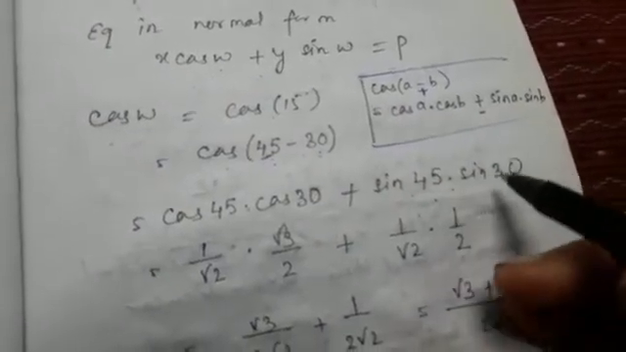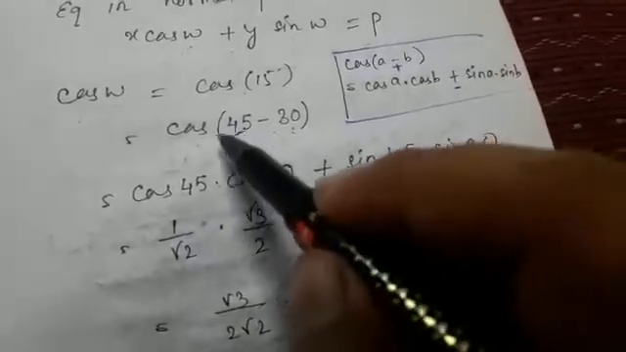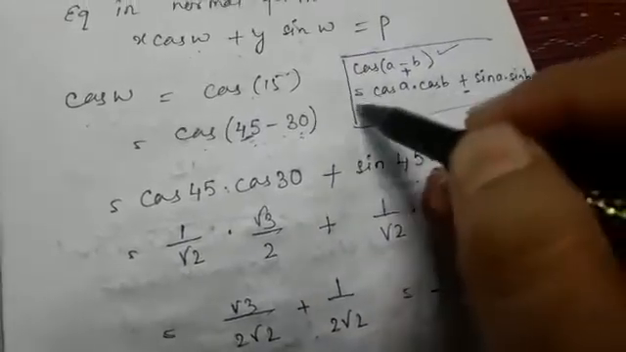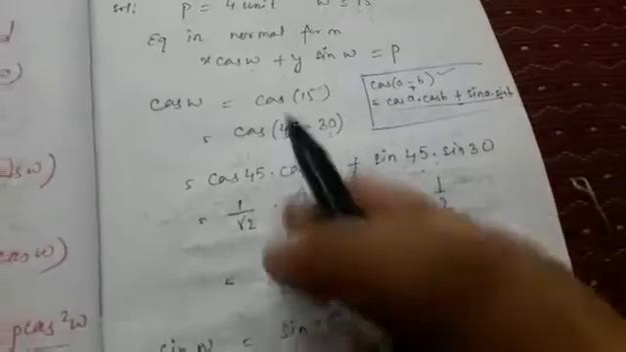dot sine b. So sine, what is b? 30. So this is the formula of cos a minus b. We are using this formula for cos a minus b over here. Now you know the values, all the values you know.